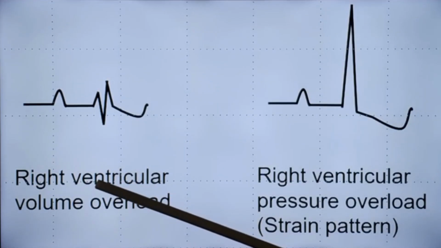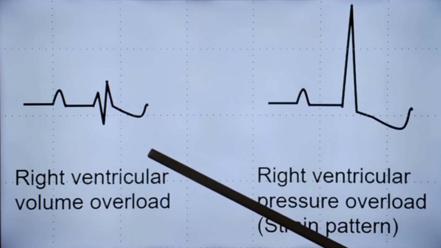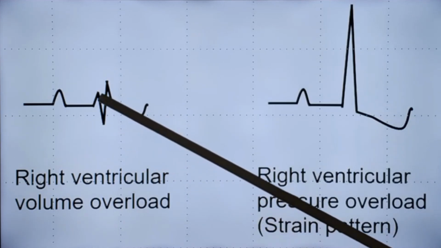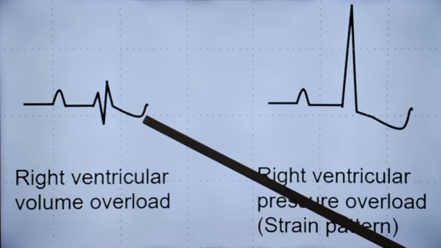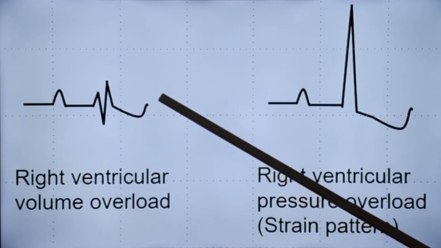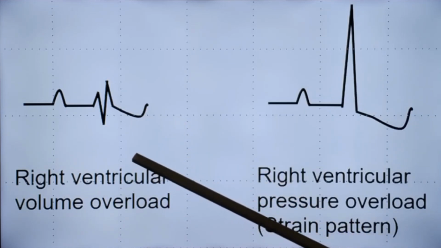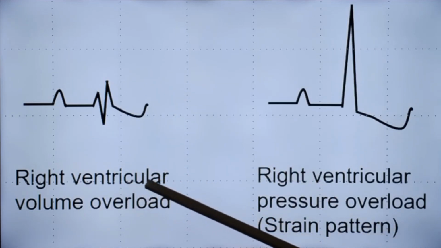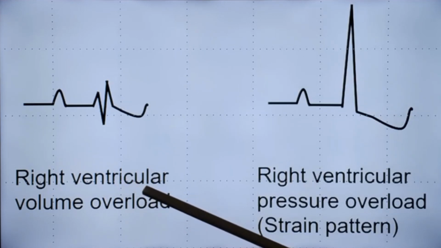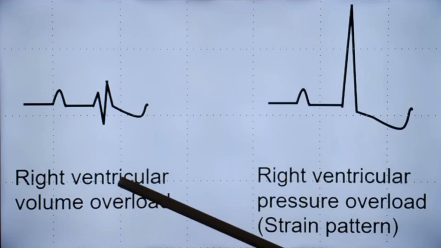This is the pattern in right ventricular volume overload, also known as diastolic overload. An incomplete right bundle branch block pattern is seen, RSR prime pattern, with usually ST-T changes as well, downsloping ST depression with T inversion. This pattern is seen classically in atrial septal defect, ASD, an incomplete RBBB pattern in right precordial leads. In left precordial leads, this pattern is not seen.